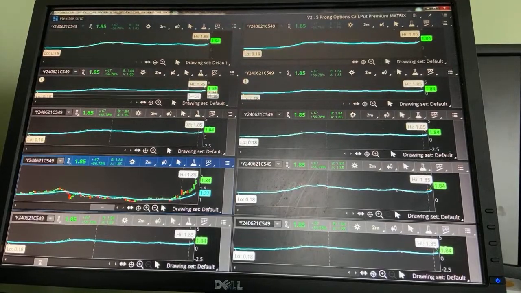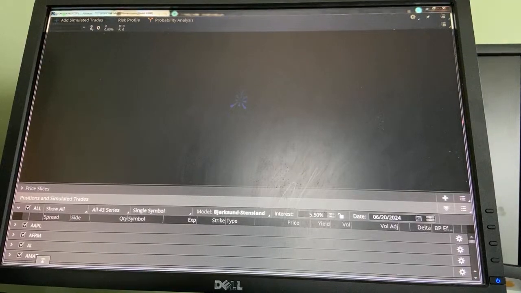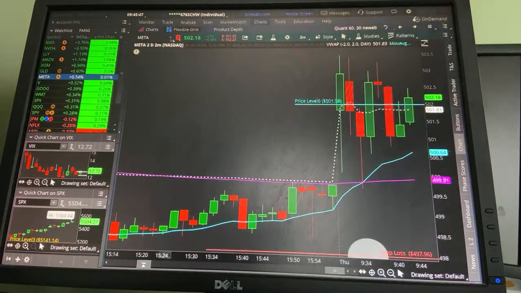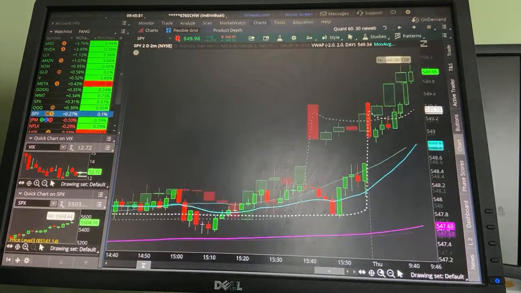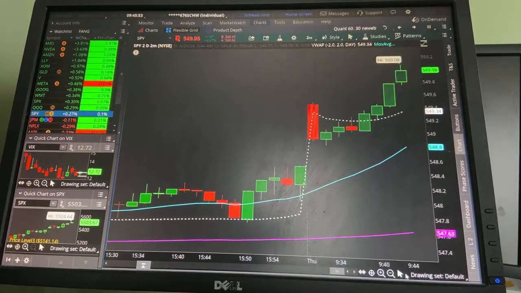Usually we map out this call and put matrix here, and we'd be executing right off there. So getting long SPYs would have been a cakewalk here. That's why the group is telling me to go to SPYs here. So we did have a nice little positive CRG here.